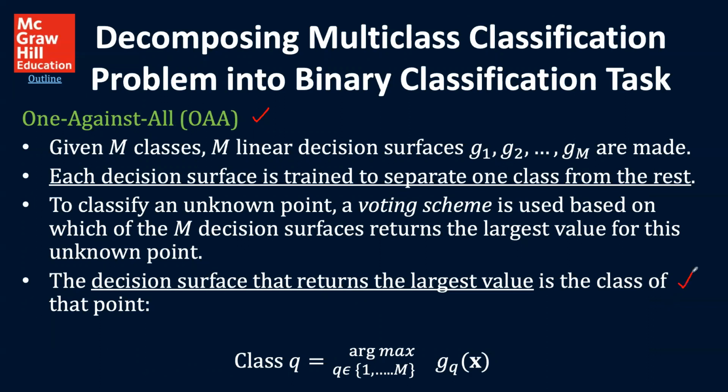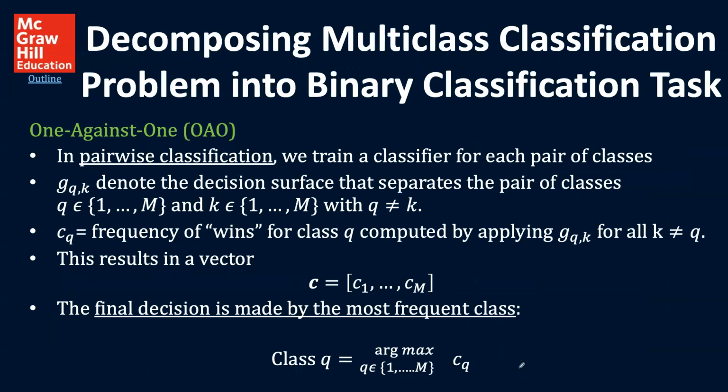So one characteristic at a time, we figure out what is best, and then we try to aggregate them together at the end. Another strategy is one against one. Here we do pairwise classification. We train a classifier for each pair of classes, and we end up getting a vector looking at the wins that take place. The final decision is made by looking at which one has the most frequent class. That ultimately is what we're trying to do with that.